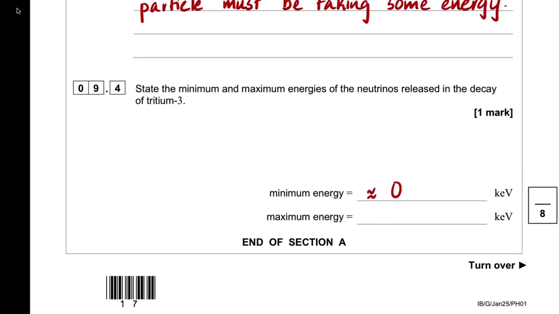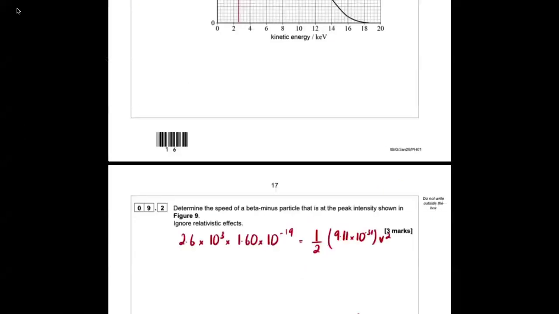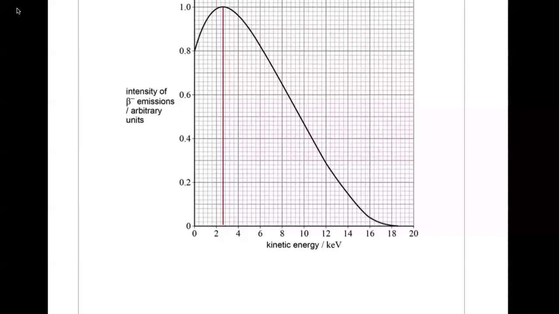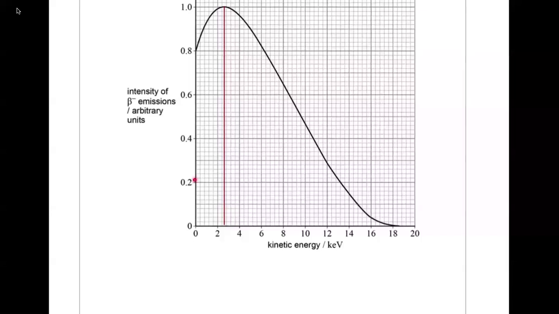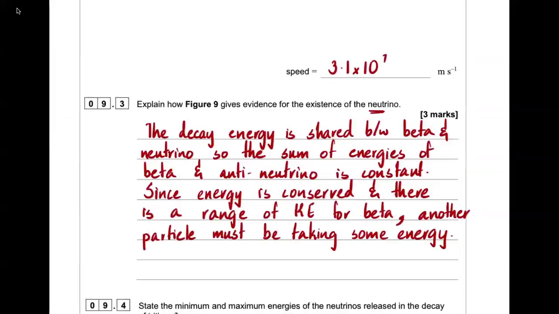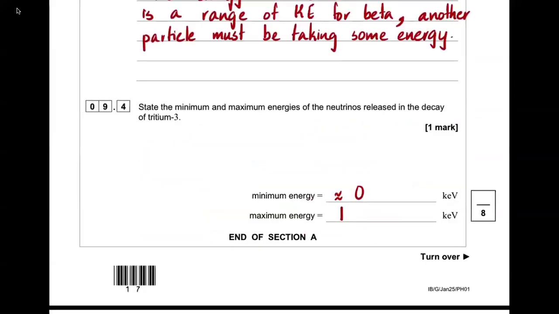And the maximum energy is going to be when the beta particle takes like no energy here, right? So that is when the neutrino takes all of the 18.6 kiloelectron volt, right? So it's shared between the two. So the extremes are when the neutrino takes 0, this means that the beta takes 18.6. When the neutrino takes 18.6, that means the beta takes 0.